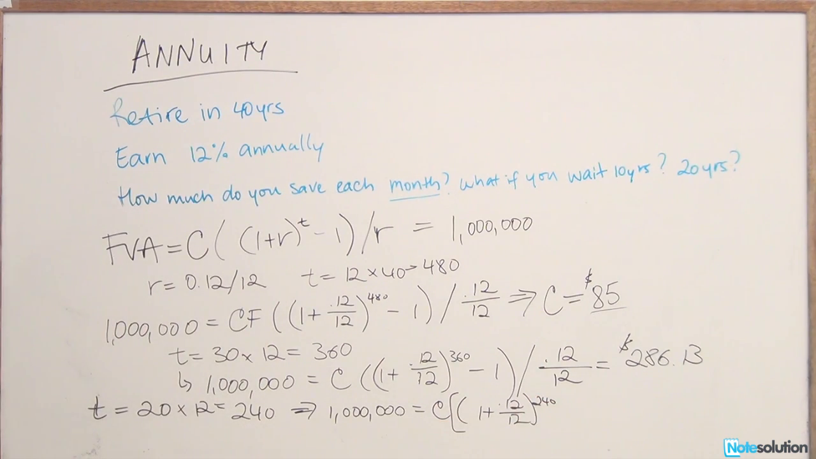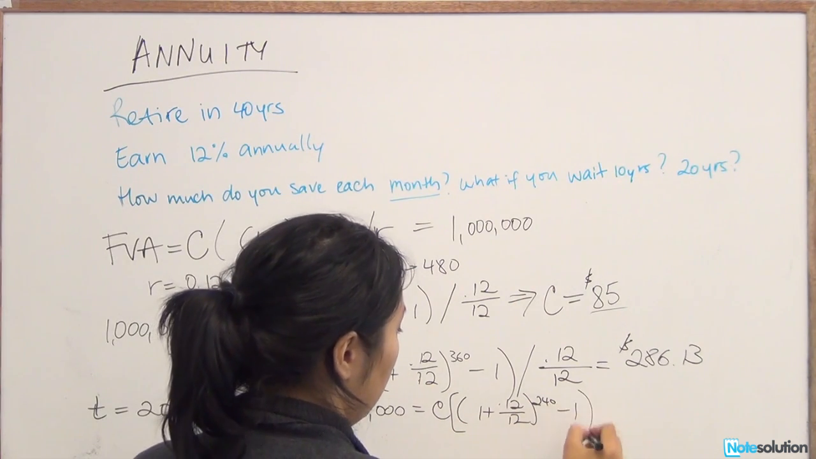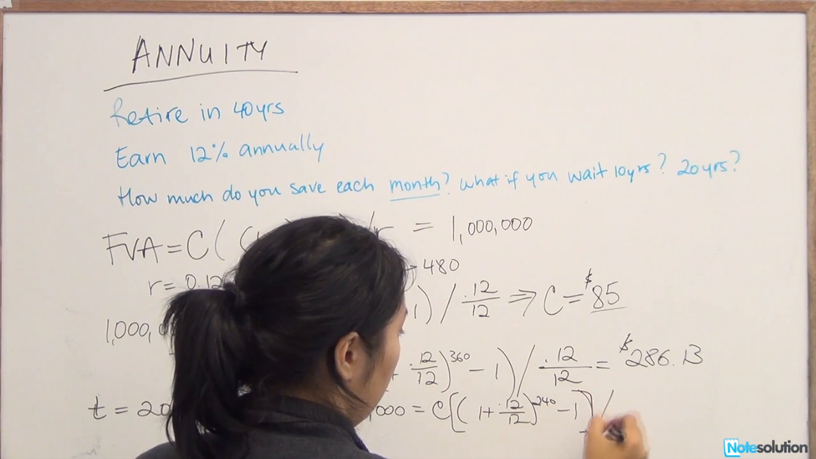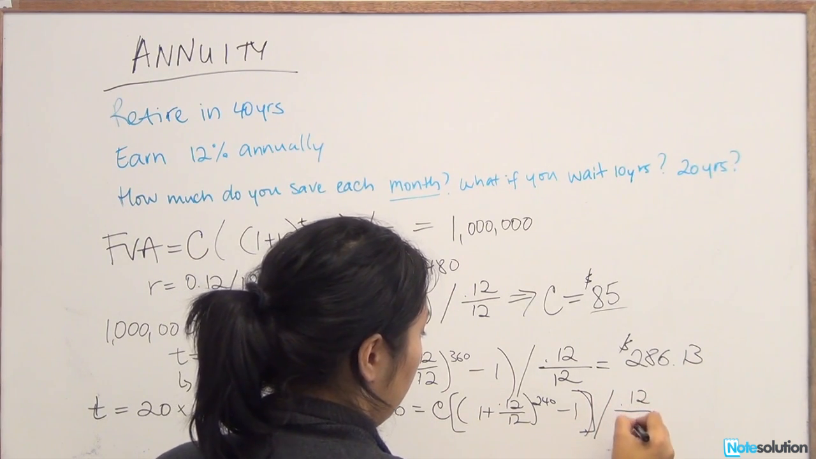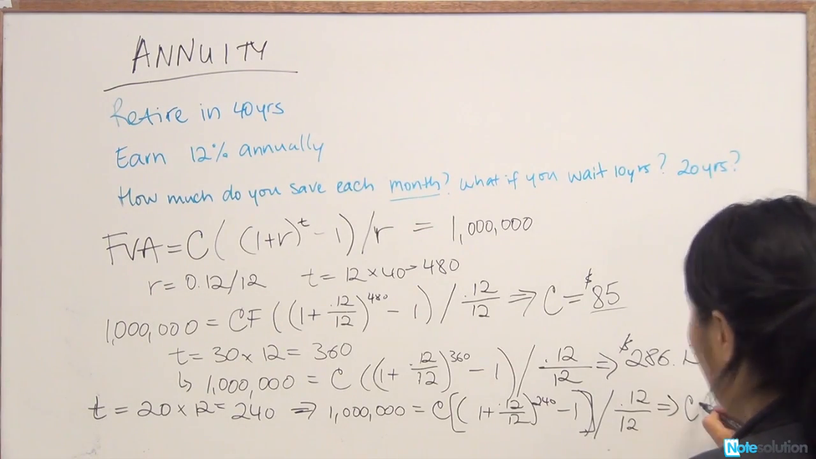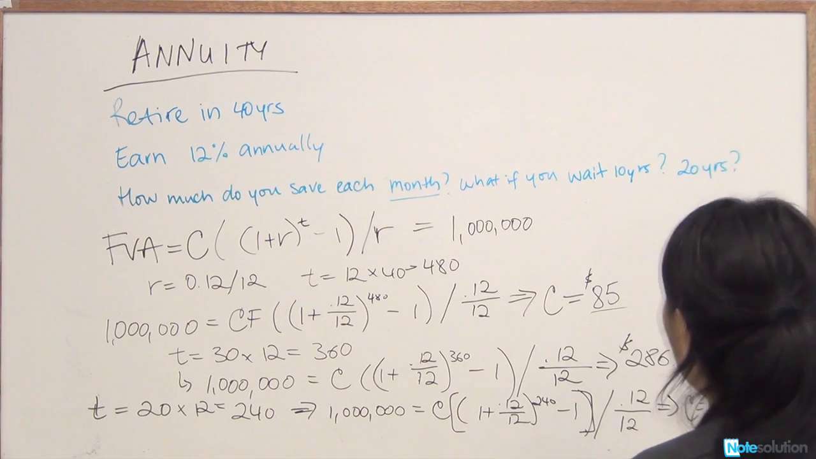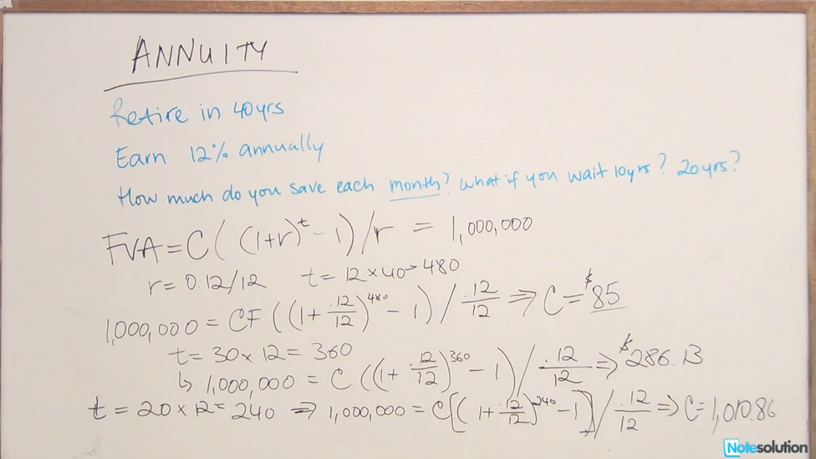Again, your interest rates don't change, they just have to be divided by 12 because they're given to us in annual terms. And we calculate that the monthly cash flow is $1,010.86. So if you wanted to be a millionaire, but you only invested for 20 years and you earn 12% per year, you would have to deposit $1,010.86 each month to reach $1 million in 20 years.